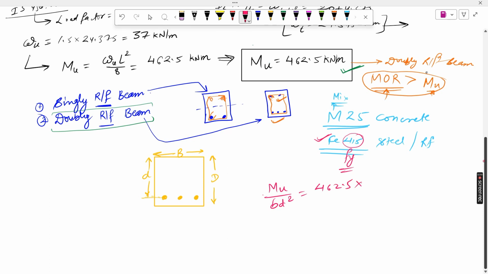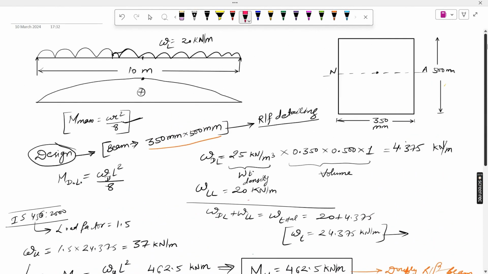462.5, but we should take it in Newton per mm square. We have seen the unit also in SP16. So for Newton you have to convert it by 10 to power 3, and meter also is there, you have to take in mm. So again multiply by 10 to power 3. Now go to b. B is 350 mm.